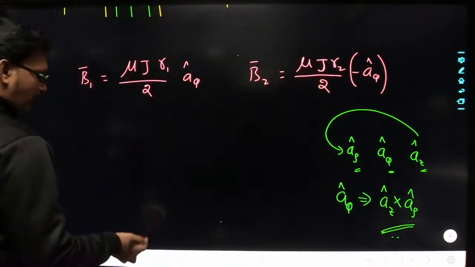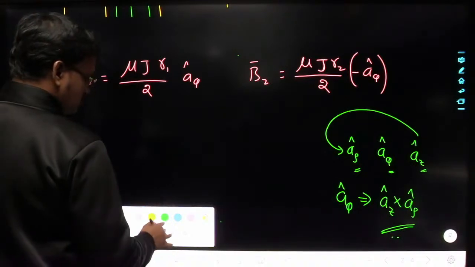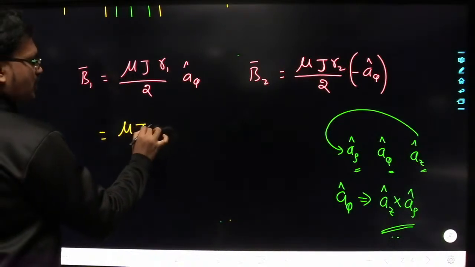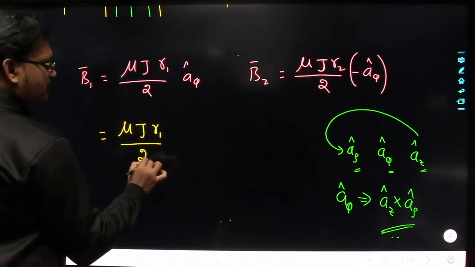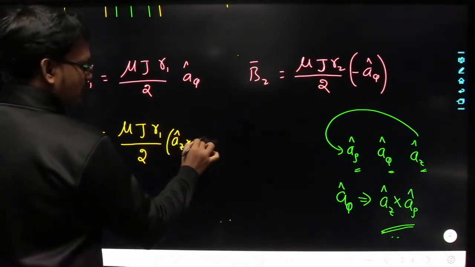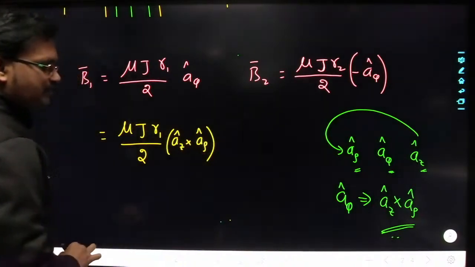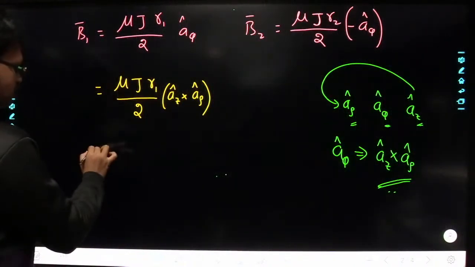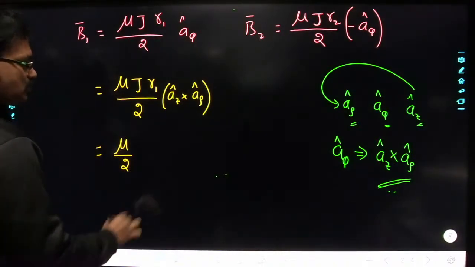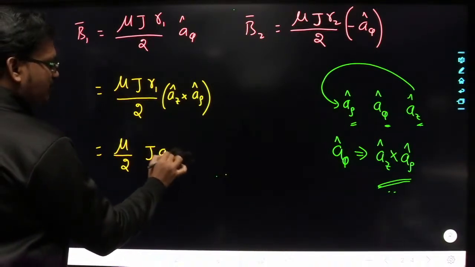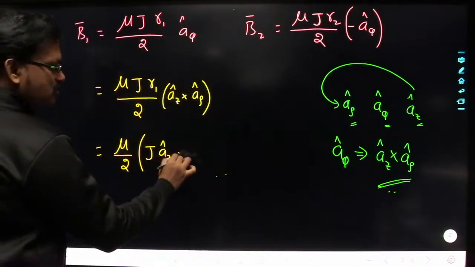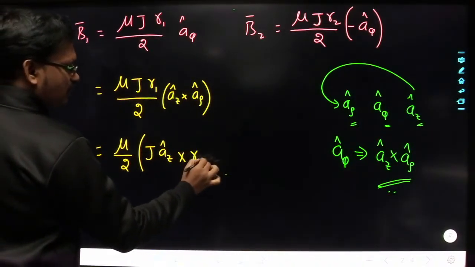Understood? So why I am doing all these things, you will understand soon. This is equal to mu into J into R1 divided by 2. A phi cap, you can write as AZ cap cross aero cap. Now see here, I am writing this as mu by 2 into J AZ cap, just multiplying with J here, cross R1 aero cap.